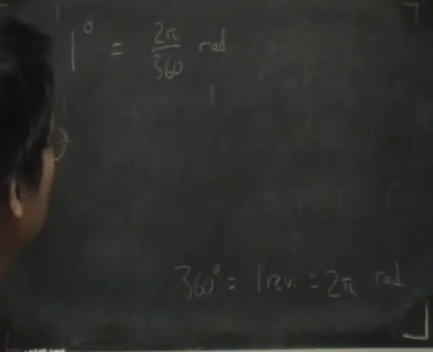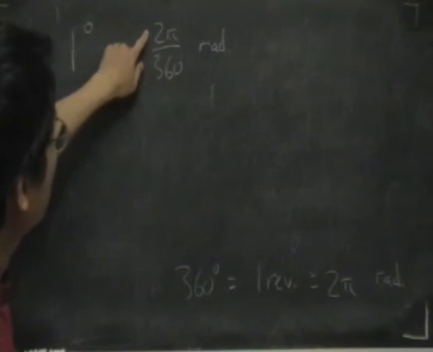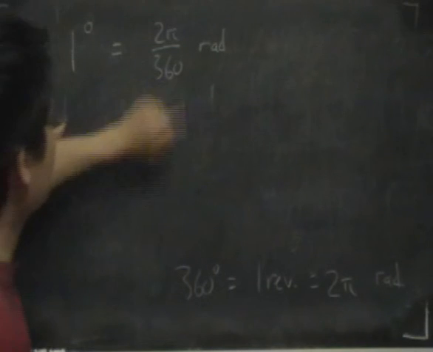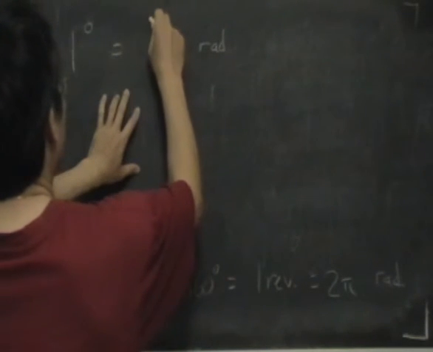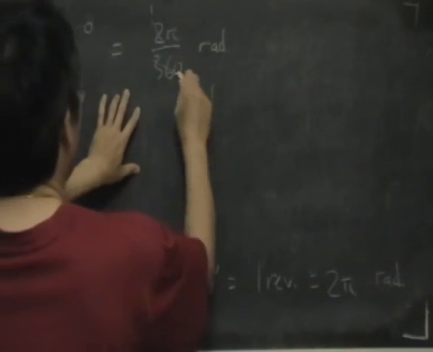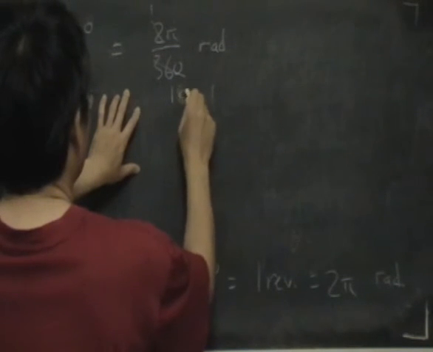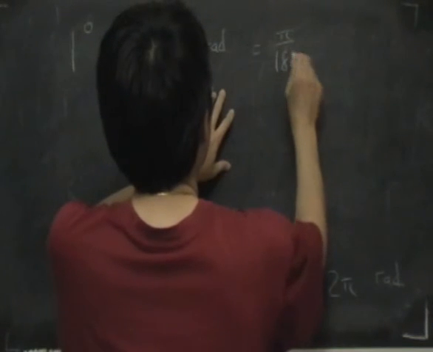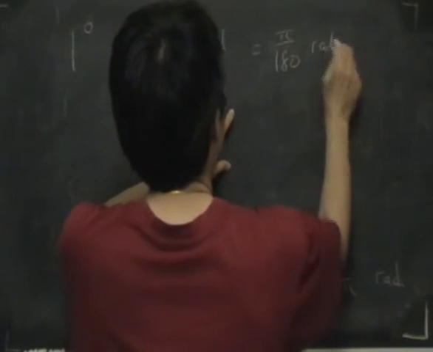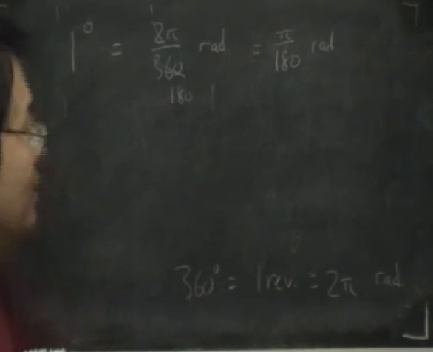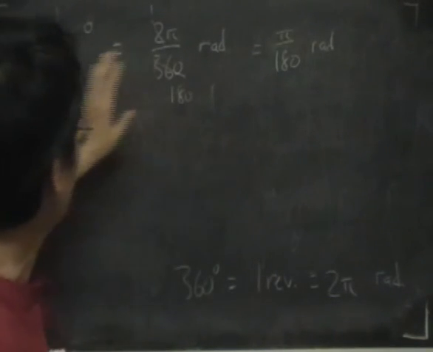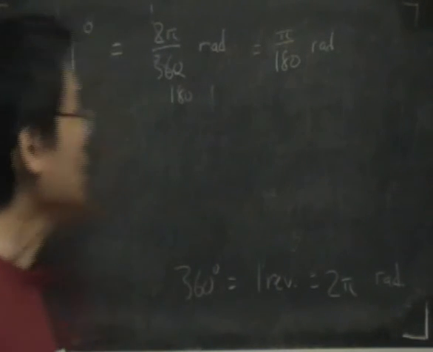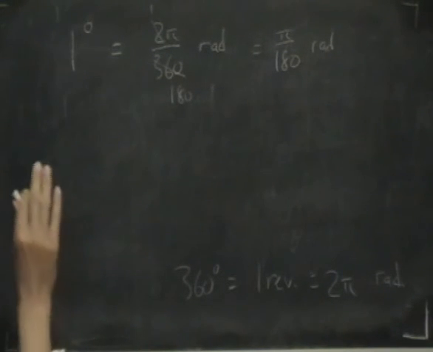And that's the conversion that we have to use. We can simplify this a little because 360 is divisible by 2. So if I divide that by 2 and divide that by 2, I get 180 at the bottom. And this is pi over 180 of a radian. So that's the conversion. 1 degree is pi over 180 radian. And I can use that.